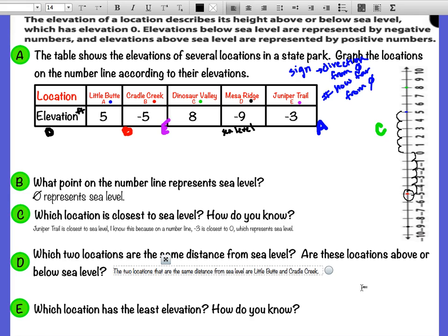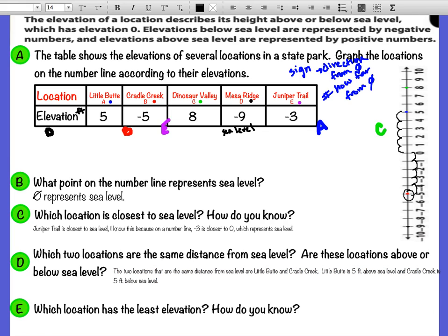Okay, are the locations above or below sea level? Little Butte is 5 feet above sea level, and we know that because it's positive. And Cradle Creek, I'm running out of space here, is 5 feet below sea level.